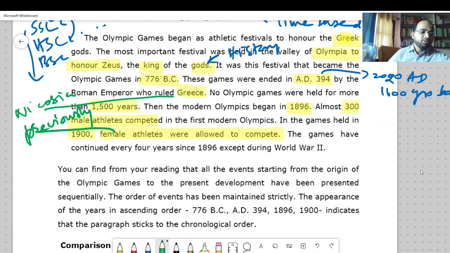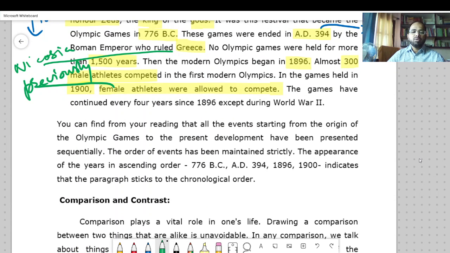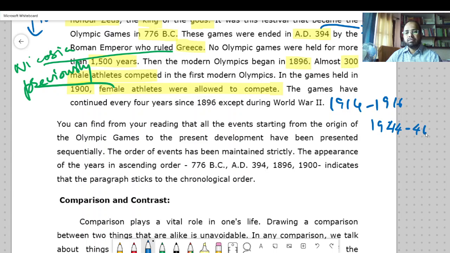So you need to know when the World War took place. Any idea about the World War? I think the first World War was in the year 1914 to 1918 or 16, something like that. And then the Second World War took place in 1944 to 45 or 46, something like that.